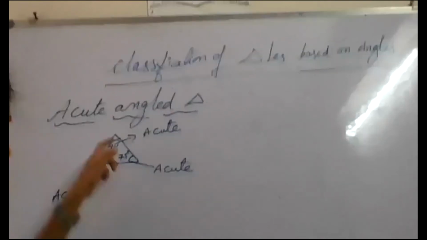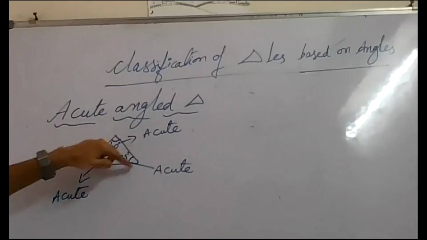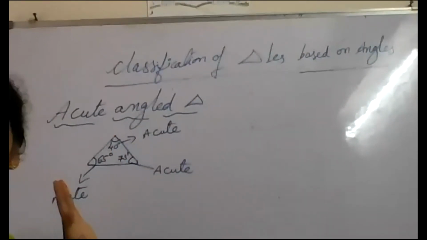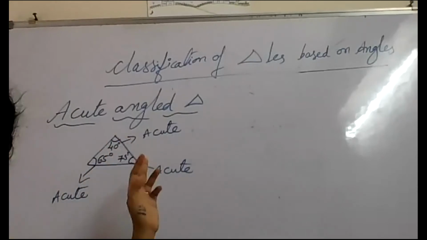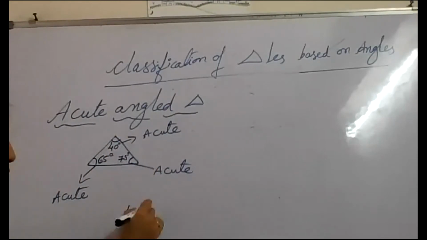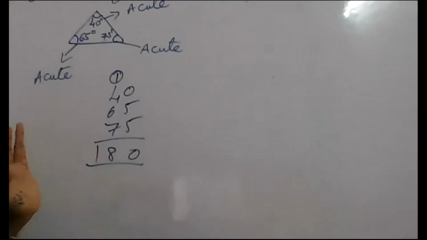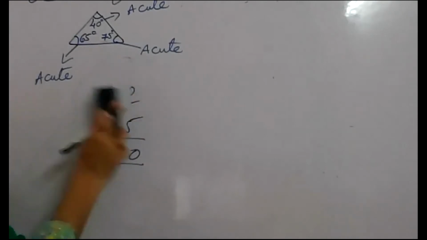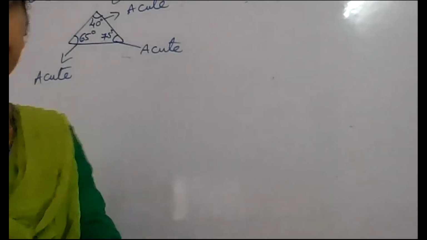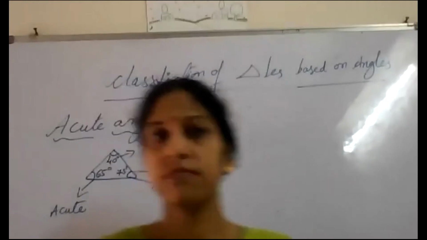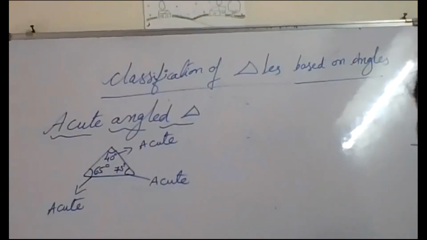Again we must get 180 degrees. If you sum up all these acute angles, you need to get 180 degrees. If we add, we need to get 180 definitely, because 75 plus 65 plus 40 is equal to 180.